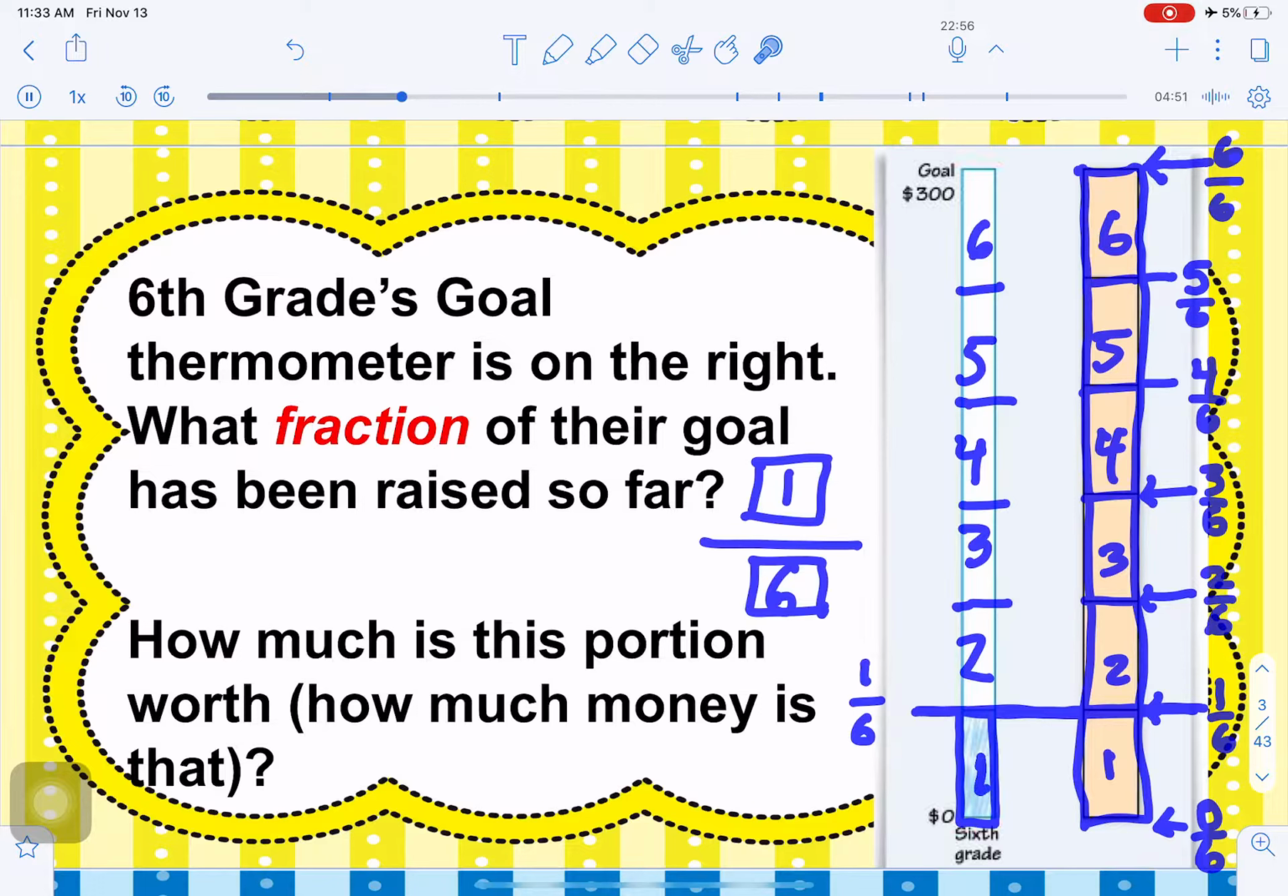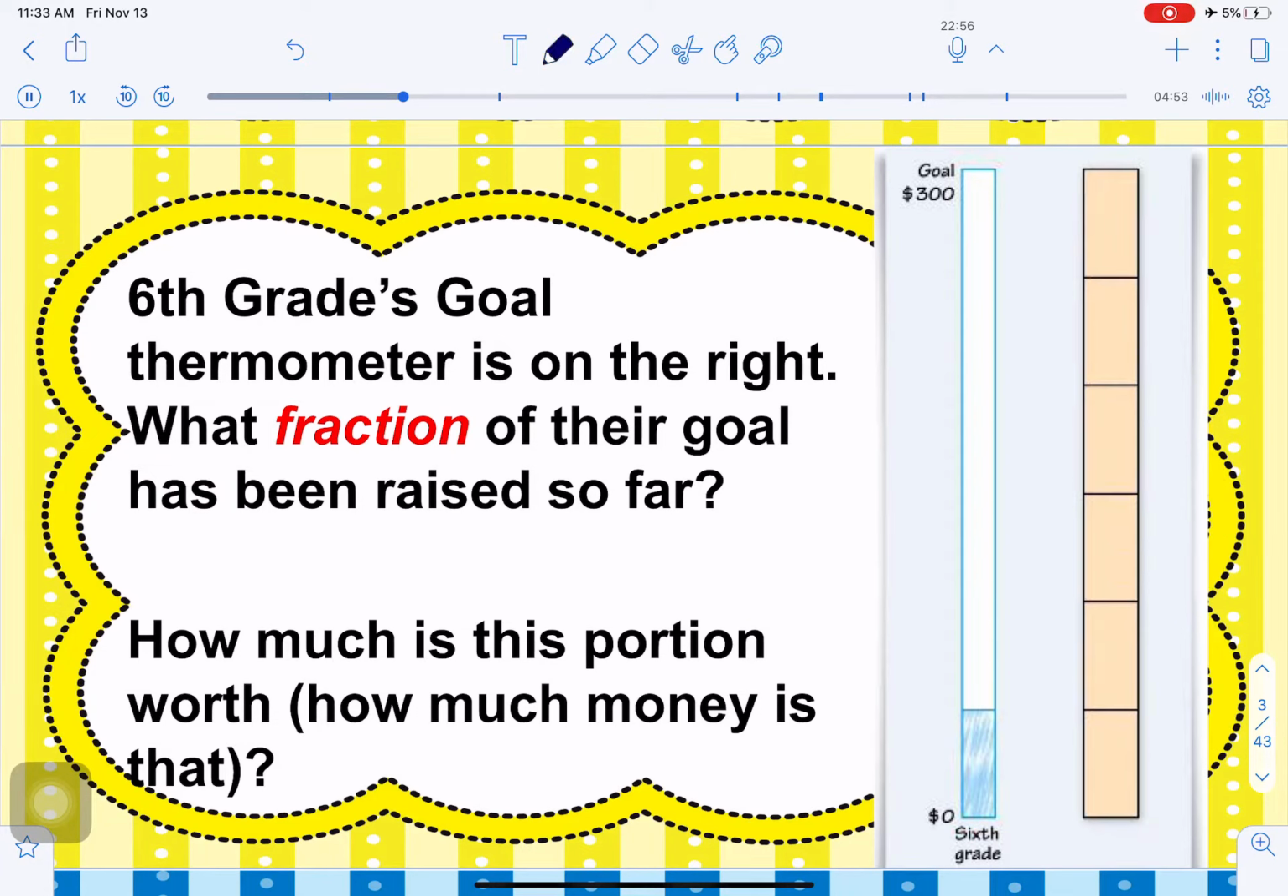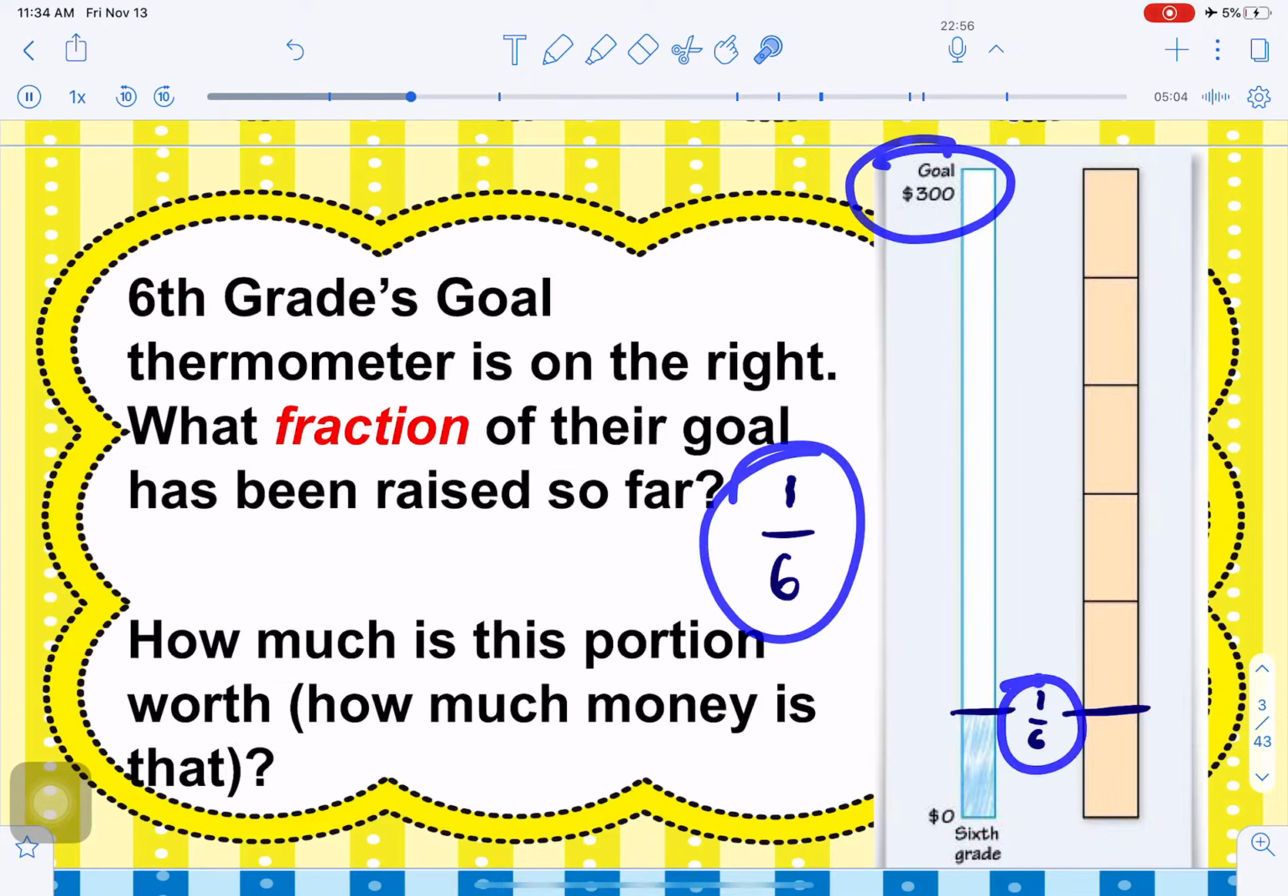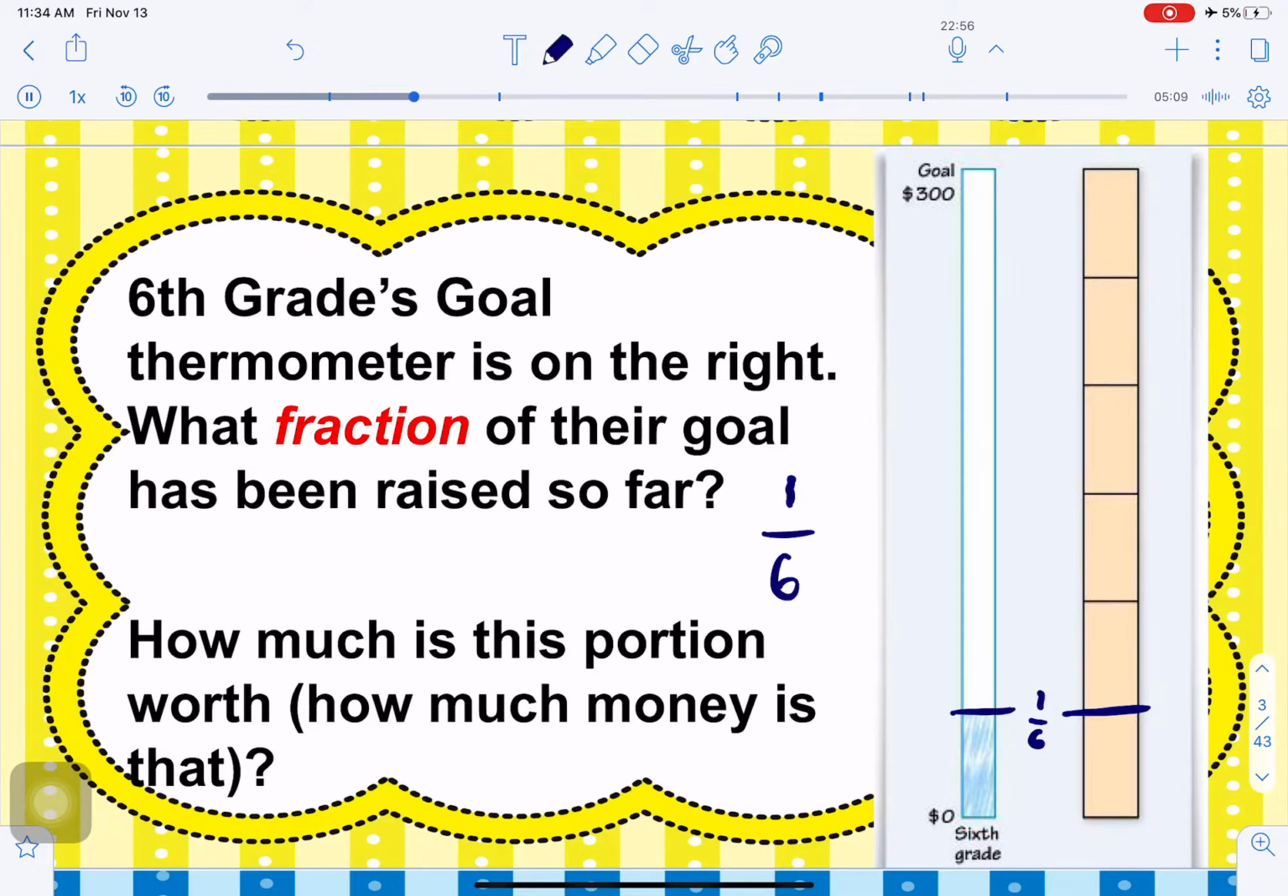Okay? Now the next question did say how much is this portion worth? And I'm going to use some of the information that I just found to help me get this answer. So I know that the goal is $300. I also know that they have 1/6. So if I take that goal, 300, and I divide by the total amount of portions that there are, which in this case is 6, I get an answer of 50. So this tells me that 1/6 is equal to $50.